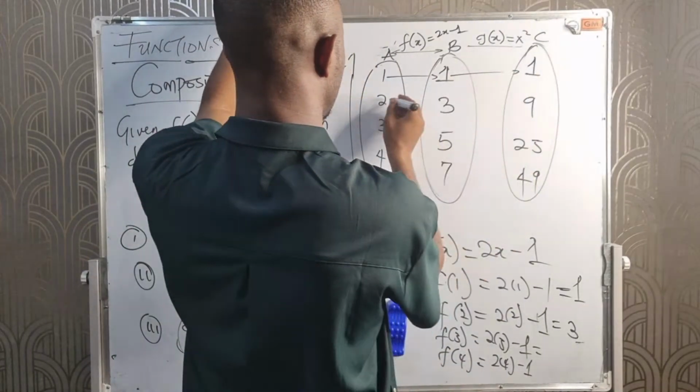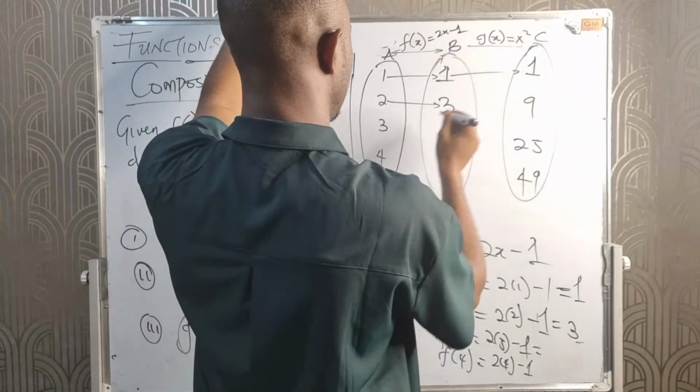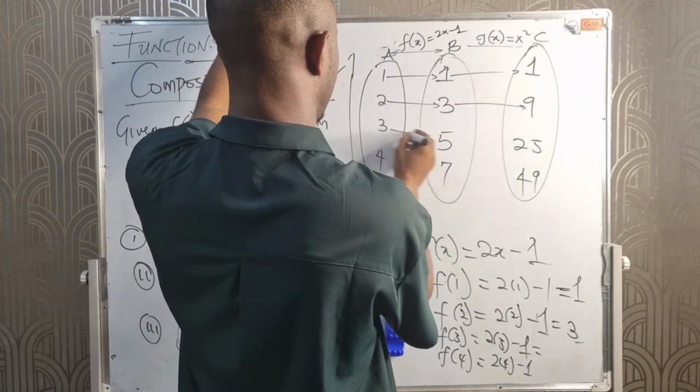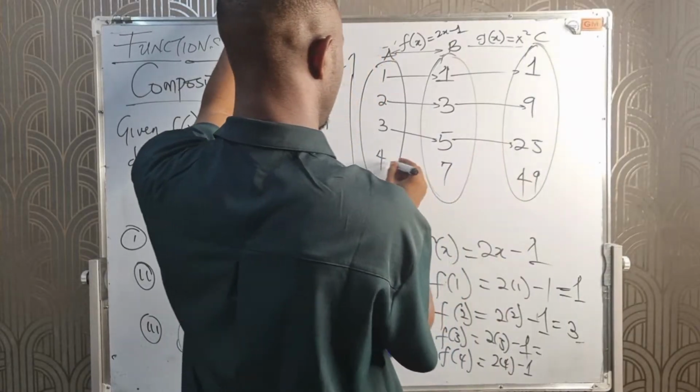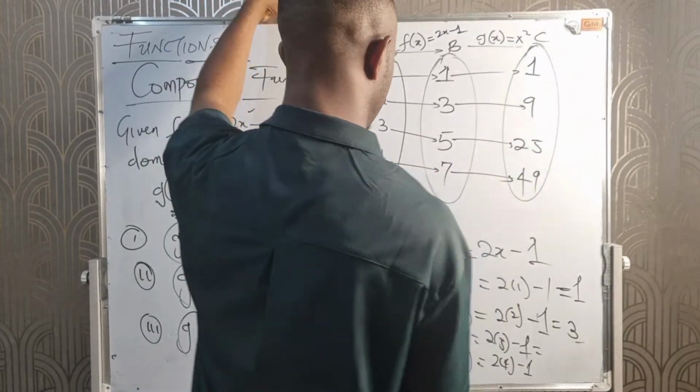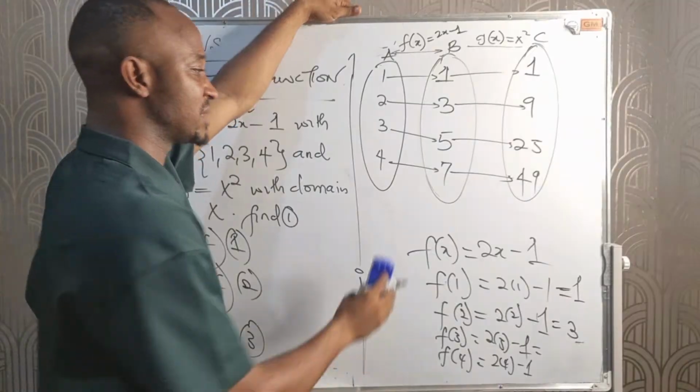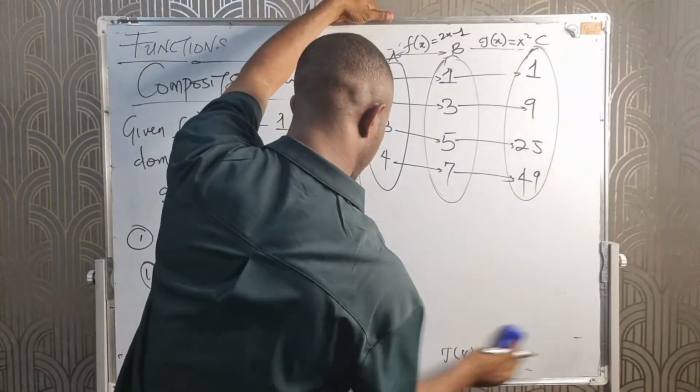1 is mapped to this. 2 is mapped to 3, right? Is that clear? So 3 is mapped to 9. 3 is mapped to 5. 5 is mapped to 5. 4 to 7. 7 to what? 49. This is called the composite mapping function.